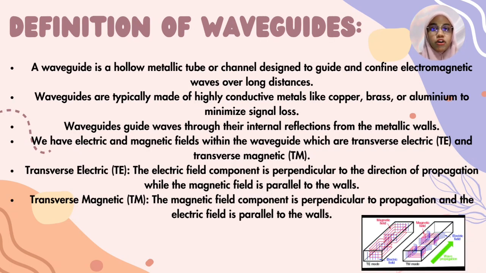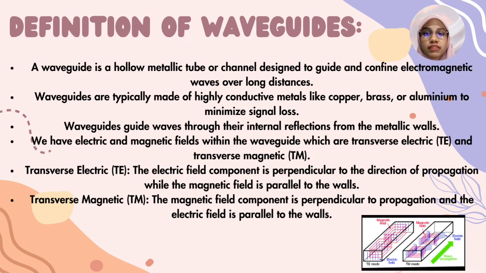As for the definition of waveguides, a waveguide is a hollow metallic tube or channel designed to guide and confine electromagnetic waves over long distances. Waveguides are typically made of highly conductive metals like copper, brass, or aluminium to minimize signal loss. Waveguides guide waves through internal reflection from the metallic walls. We have electric and magnetic fields within the waveguide, which are transverse electric (TE) and transverse magnetic (TM).